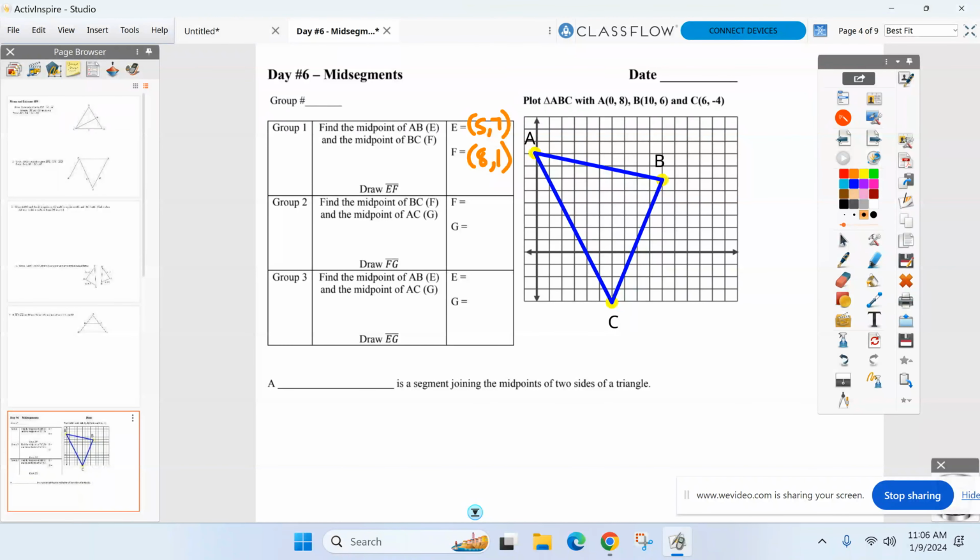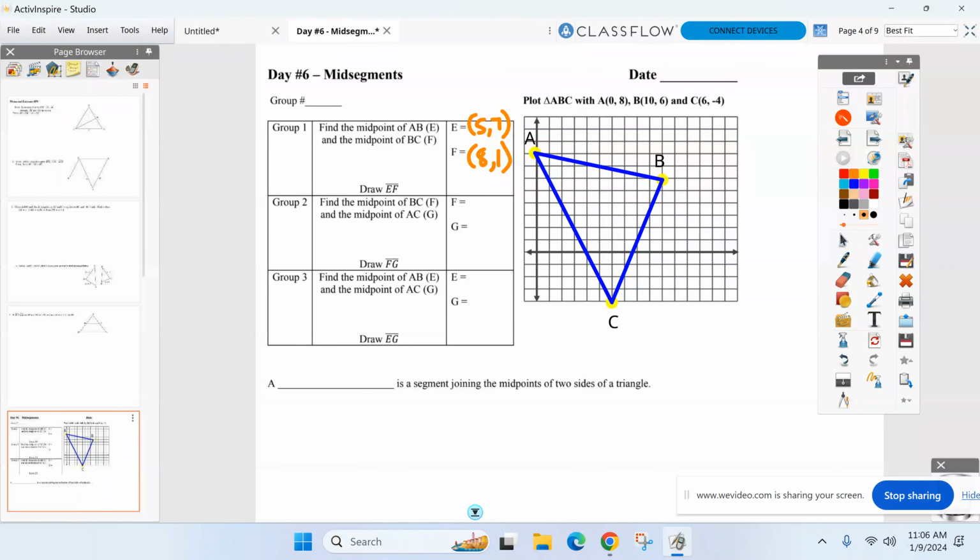So right now I'm going to write, FE is parallel, what was the other side? AC. Thank you, AC. That's what I mean by the third side. So it's parallel to the third side. And anybody remember the length? It's half of the sum of the two bases.